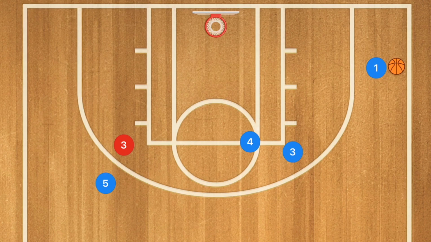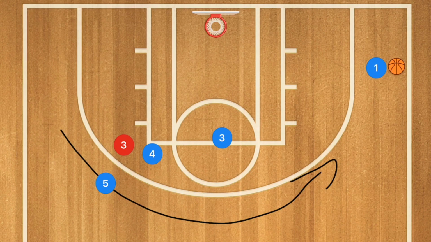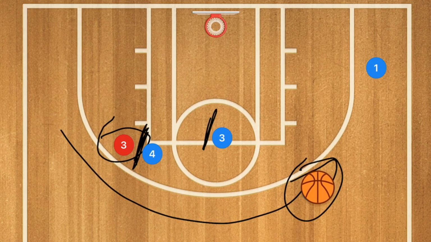Now, this next screen is called a double ball screen, or you could call it a staggered screen, where we've got two players setting a screen staggered off of player 5, so that player 5 uses that staggered or double ball screen. At this point, player 3, the defender, is going to hopefully get stuck on either player 4 or 3, and player 5 should be open for that hopefully open 3-point shot.